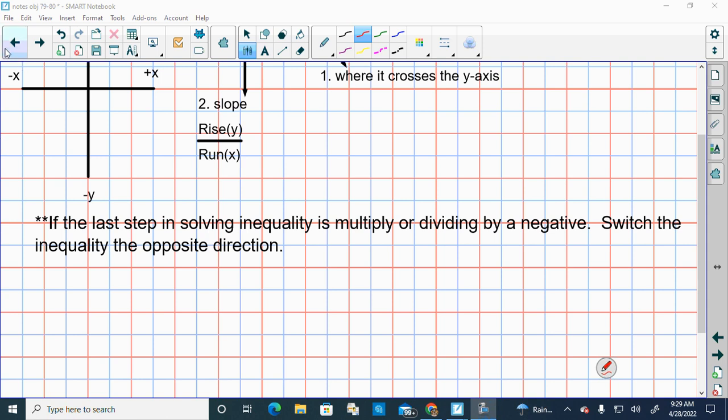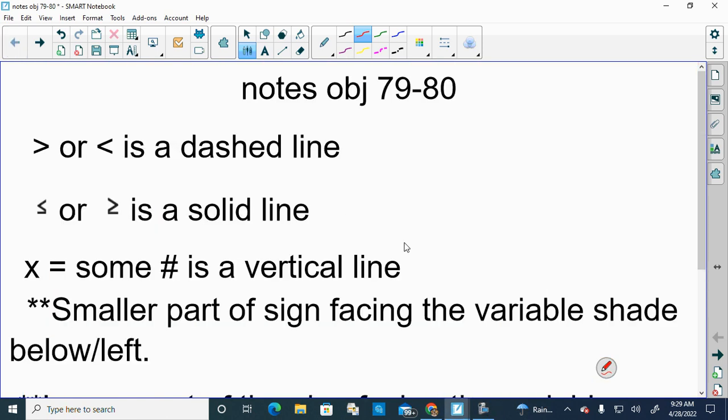So I'm going to go back over this. You can choose to write this next stuff, or you don't have to. We won't check this part, but if you feel like it's going to help you remember for when you do the last equation, okay? So the greater than or less than, when there's no equals below it, okay, is a dashed line.